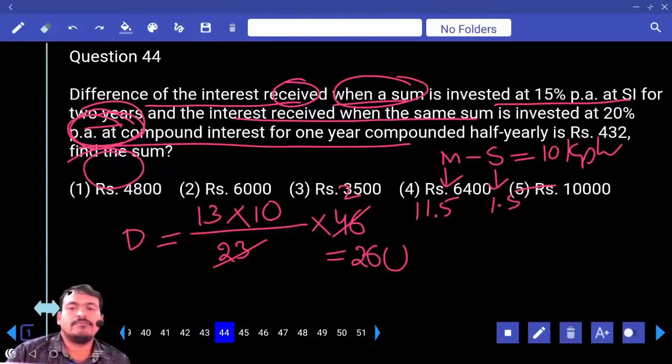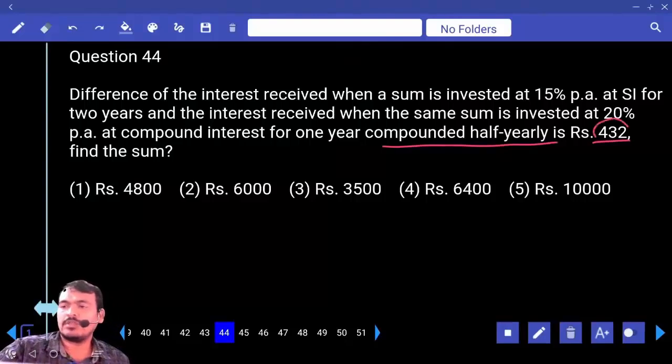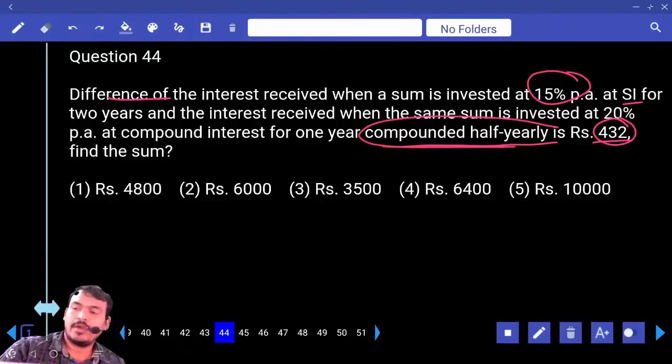Next, question 44. The difference of the interest received when a sum is invested at 15% per annum simple interest for 2 years and the interest received when the same sum is invested at 20% per annum compound interest for 1 year, compounded half yearly, is 432 rupees. Simple interest is calculated on an annual basis, but compound interest is calculated on a half yearly basis. For how many years? 1 year.